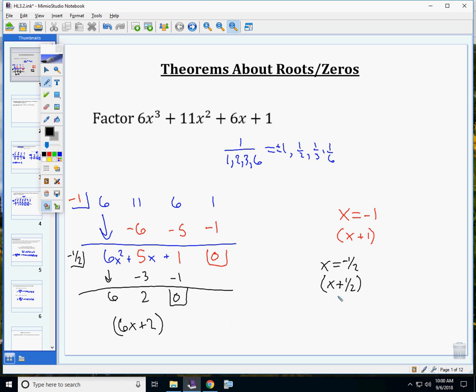Most of the time you do not have fractions in your factoring. So I could factor out a 2 from this factor here, leaving me with 3x + 1. And I could take this 2 right here, and I could multiply it into this parentheses to make it 2x + 1. So the factoring for this polynomial would be x + 1, 2x + 1, and 3x + 1.